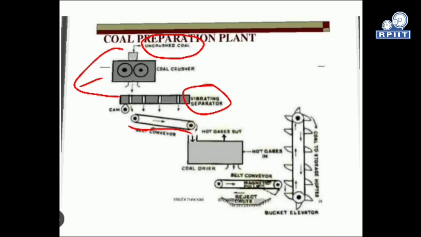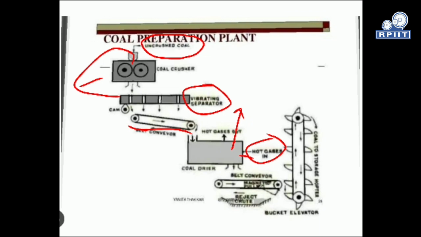Then through this conveyor, the crushed coal goes to the coal dryer, where it is dehumidified by hot gases. The moisture or humidity in it we have to remove by heating it using these hot gases. This dryer works like this: the hot gases are exhausted from the upper side, and the inlet is from the middle, on one side.